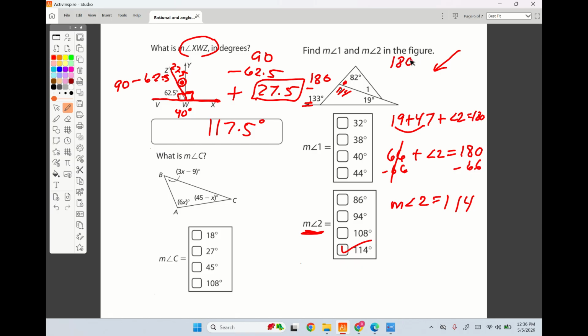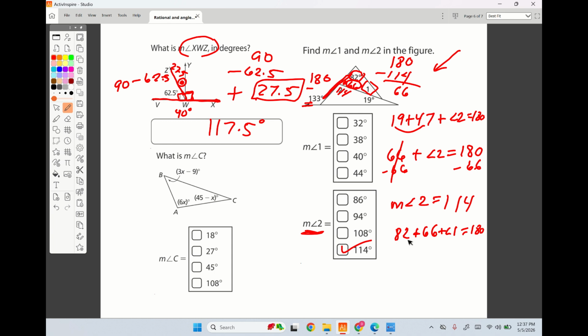Alright, here's another question here. Same process here, but there's variables included. So we're just going to work out the expressions with this same setup. So put all these values they're telling you that are inside together with a plus sign between them. So 3x minus 9 plus 6x plus 45 minus x. And then put equal to 180, because adding those together must be equal to 180.